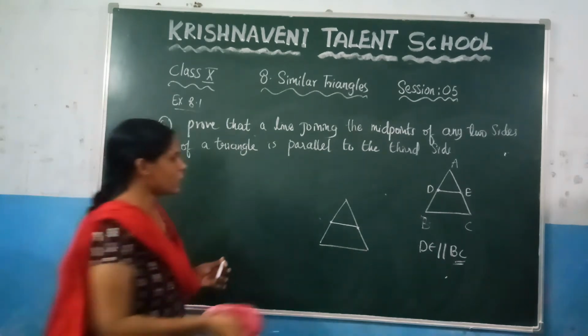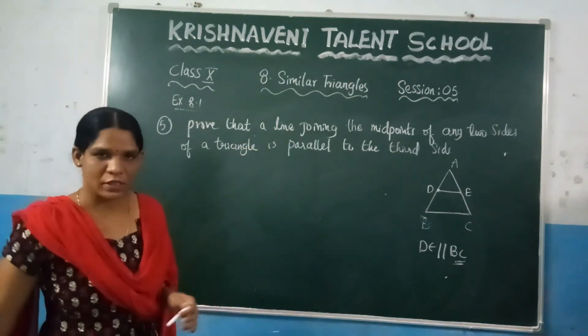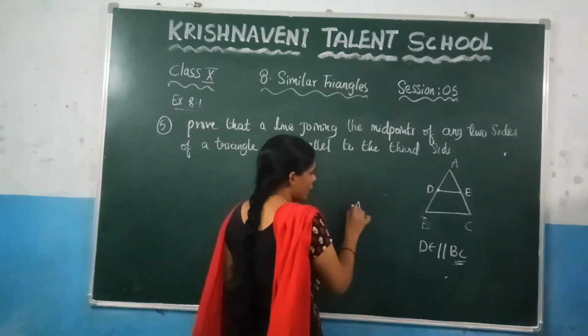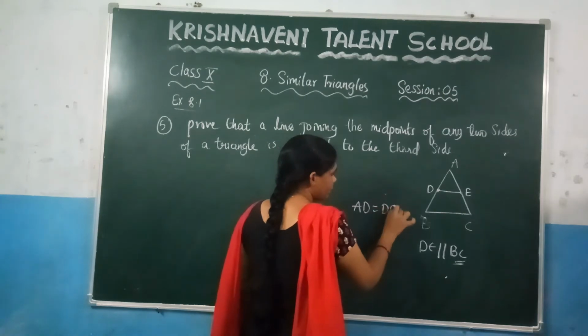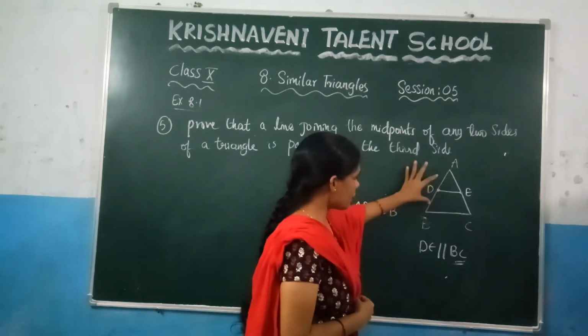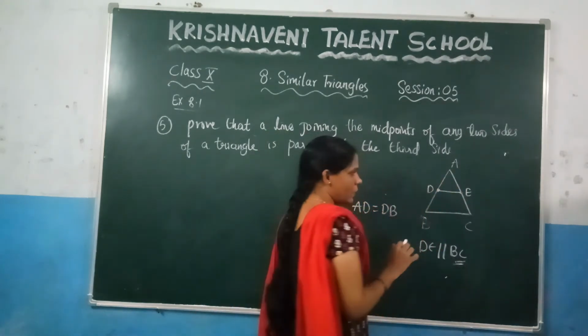What they have given here, D is the midpoint of AB and E is the midpoint of AC. So here, since D is the midpoint of AB, you can write it here, AD is equal to DB. Right? If D is the midpoint, that means it divides this line into two equal parts. So here you can write it, AD is equal to DB.